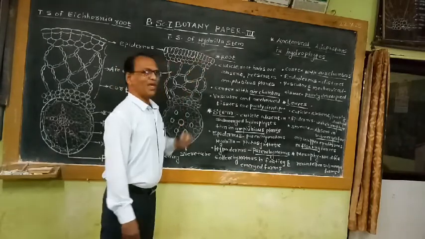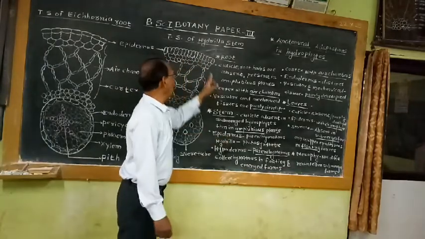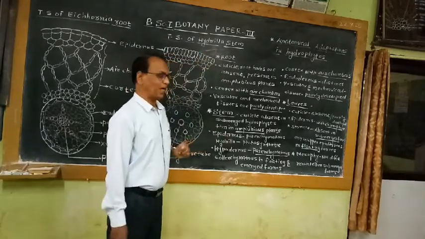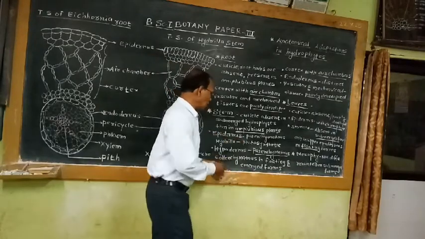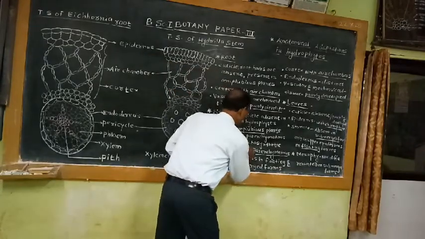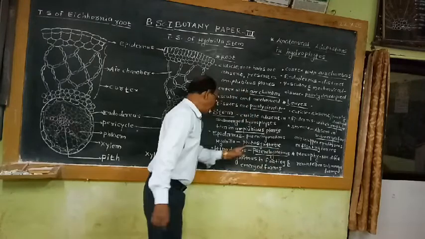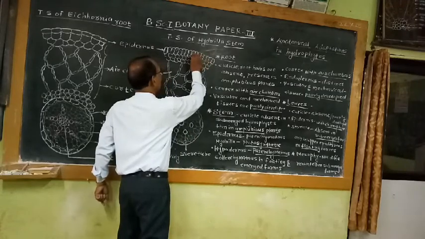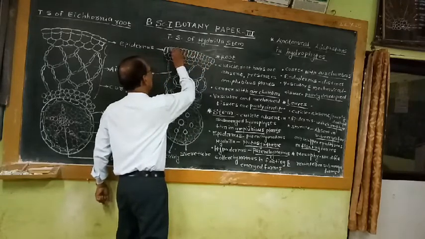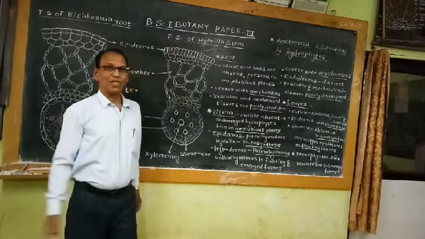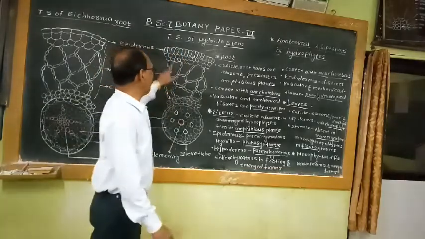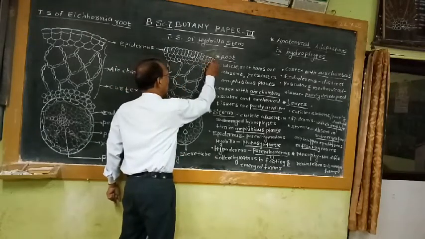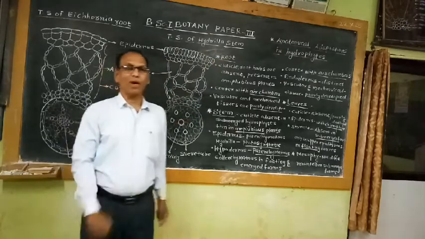As far as the epidermis layer is concerned, in hydrophytic plants like Hydrilla, an example of a submerged hydrophyte, the epidermis shows photosynthetic pigments. These small green dots in the epidermis layer are nothing but chloroplasts. Due to the presence of chloroplasts, the epidermis layer in Hydrilla, a submerged hydrophytic plant, also takes part in photosynthesis.